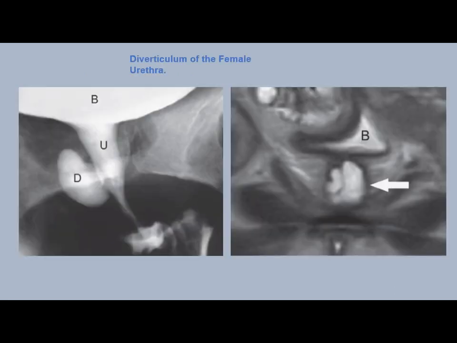Diverticulum of the female urethra: this is a conventional contrast radiograph showing opacification and filling of the diverticulum of the female urethra with contrast. They are usually located at the posterior wall of the female urethra, and of course they appear on MRI, especially in T2, as a hyperintense signal because they contain urine.